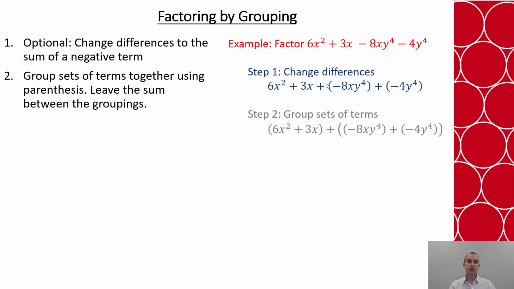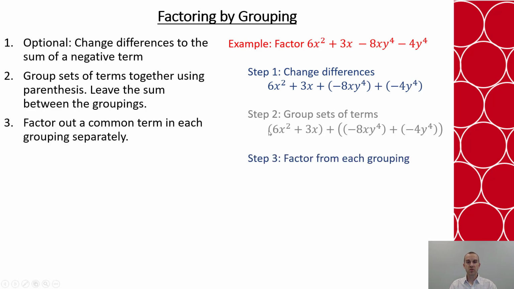Now that I have separate groupings, I can perform monomial factoring on each grouping and see what comes out. So that's what I'm going to do here. If I look at 6x squared plus 3x, I can factor out a 3x from both terms, which will leave me with 2x plus 1. If I look at my second grouping, I can factor out this negative 4y to the 4th, and that will leave me with 2x plus 1 again. And that's a key part here.